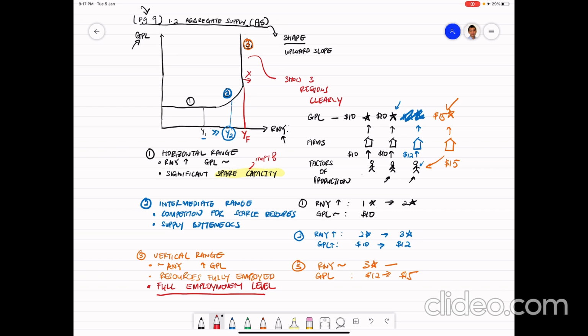So AS curve, three ranges. First one, we have the horizontal range. We have the intermediate range, and here is where there's supply bottlenecks and competition for scarce resources. And then finally we have the vertical range, where you have reached the full employment level and real national income cannot increase. There is only an increase in the general price level.